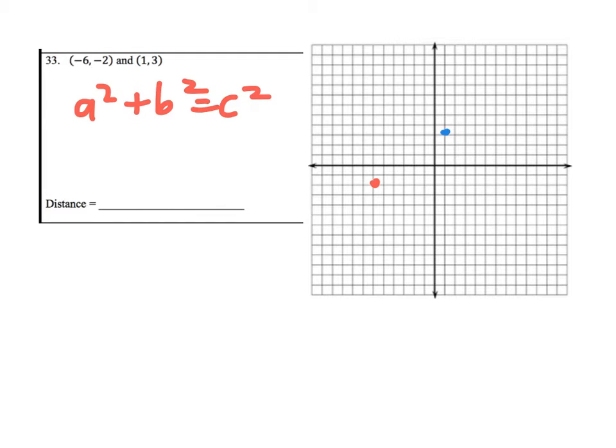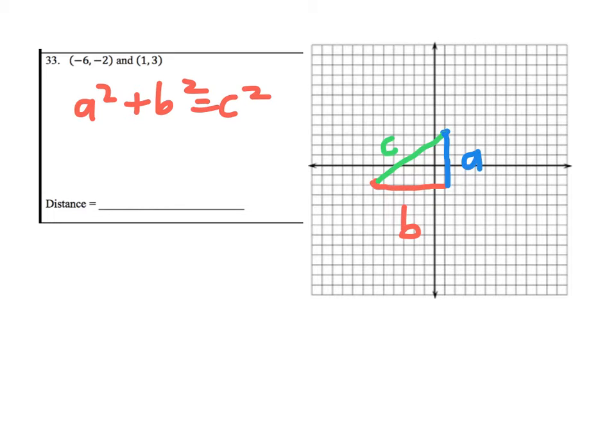And again, I'm going to connect my points. From there, we're going to make our little triangle. So I'm going to go over, and then I'm going to come down. And remember, we need to label our sides. Remember, C is the slanty one. And then A and B can be whichever. It doesn't matter. Let's say this one's A. Let's say this one's B.